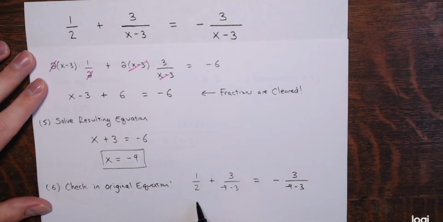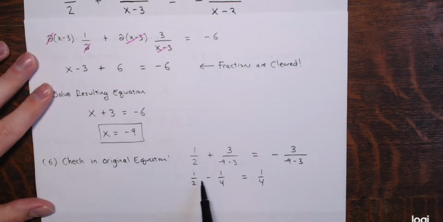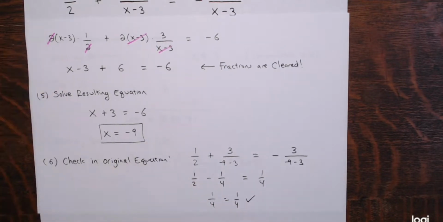This left side is 1/2. Now this is 3 divided by negative 12. 3 divided by negative 12, that would reduce to negative 1/4. So plus negative 1/4 or minus 1/4. And then over here, 3 divided by negative 12 is negative 1/4, but then times negative 1 would be positive 1/4. And this is true. 1/2 minus 1/4, that's 2/4 minus 1/4. When you get a common denominator, that's 1/4 on the left, 1/4 on the right. That works. All right, so this x equals negative 9 is a valid solution to this equation.